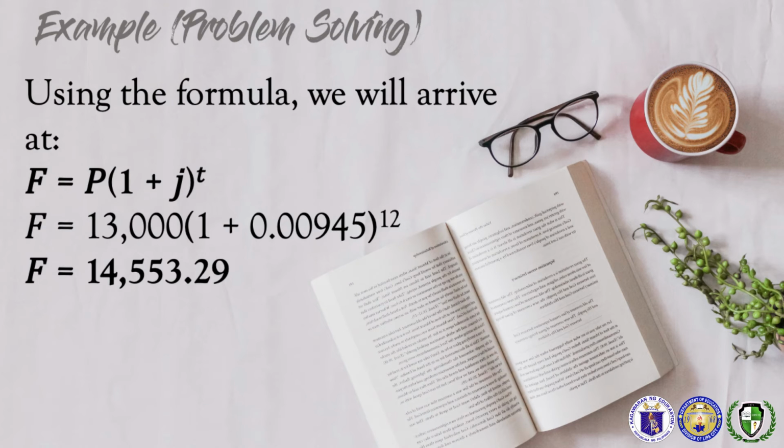Before we determine the compound interest, we have to solve for the maturity value first, and that is F is equal to 13,000 times the quantity 1 plus 0.00945 raised to 12. And the maturity value will be 14,553.29.